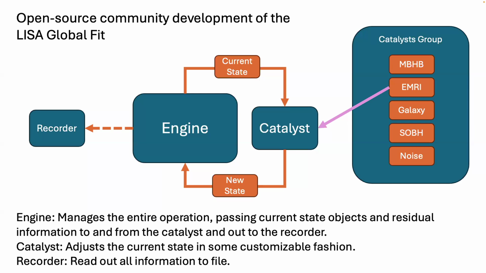So the idea here is with these two pieces, you have this engine that runs everything in this circle. It outputs the current state of everything to the catalyst. The catalyst then changes that state in some way. It does not matter specifically how it changes it. It just matters that its goal is to change it. It then outputs this new state back to the engine, and we start over with the third piece here, what I'm just calling the recorder, which is saving all the information to a file and optimizing all of that type of work.